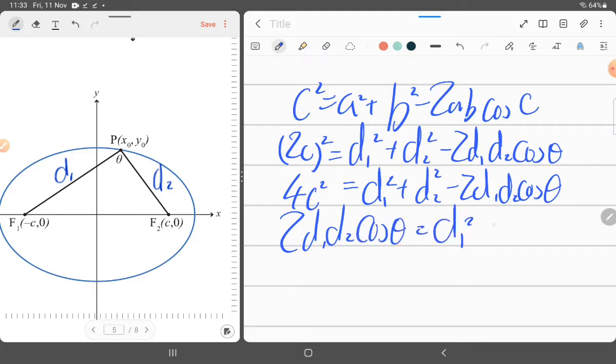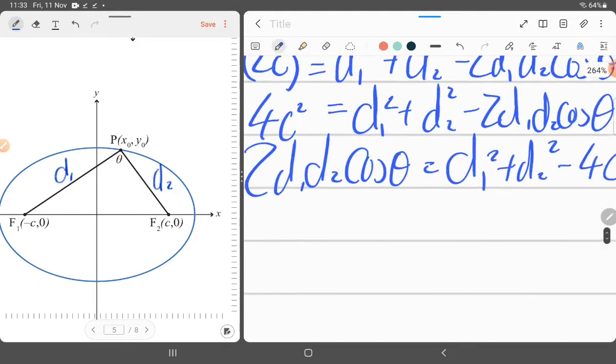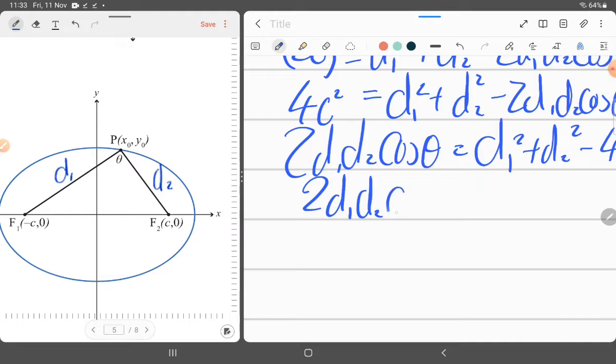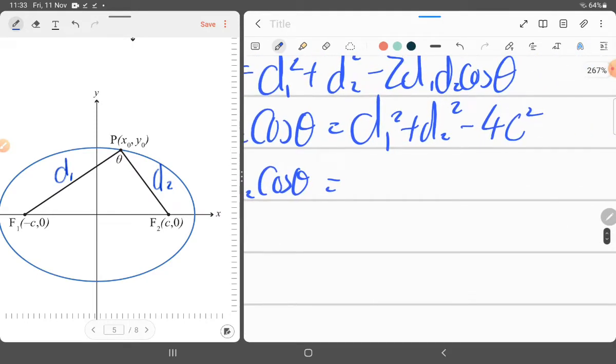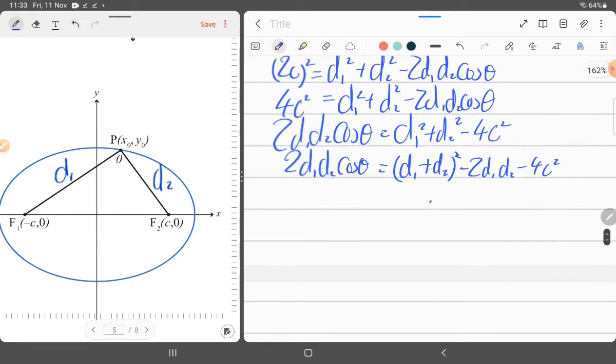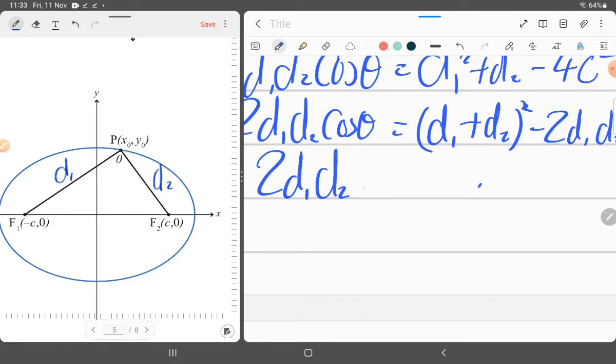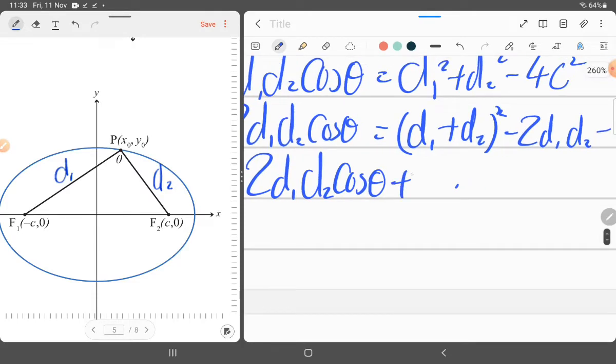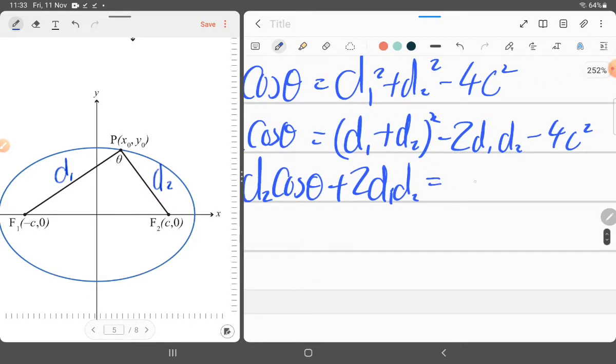So you got d1 squared plus d2 squared minus 4c squared. Then we can group into d1 d2 cosine theta, so we can get d1 plus d2 all squared. Then since we added 2 d1 d2 to create this, we have to take away d1 d2. So 2 d1 d2 cosine theta plus 2 d1 d2 is equal to d1 plus d2 all squared minus 4c squared.